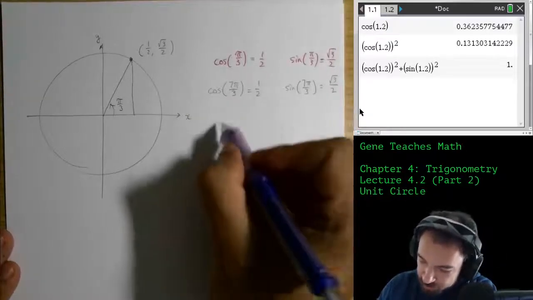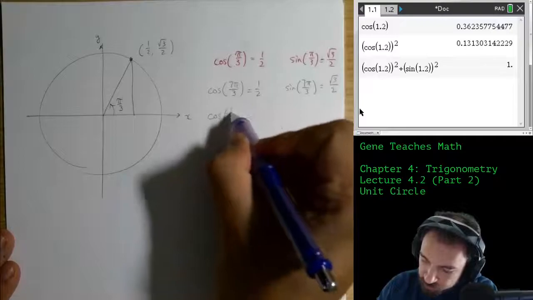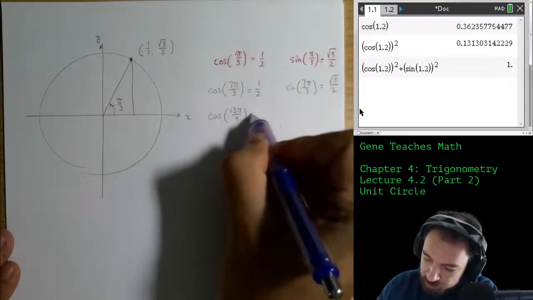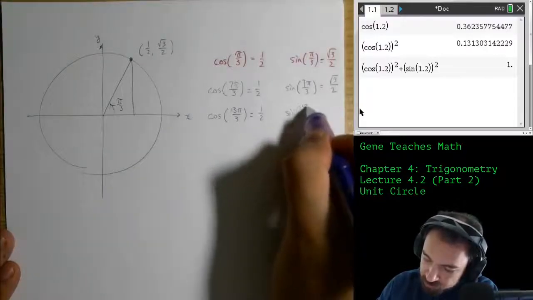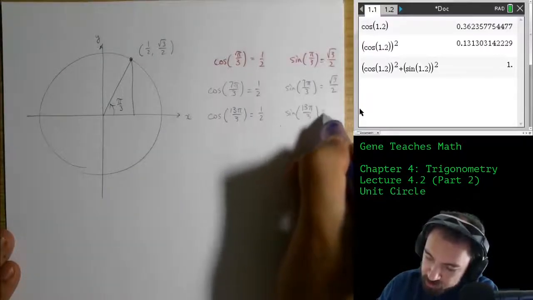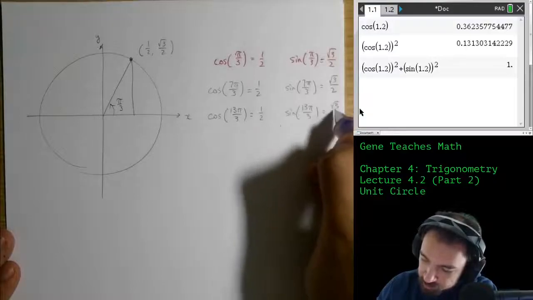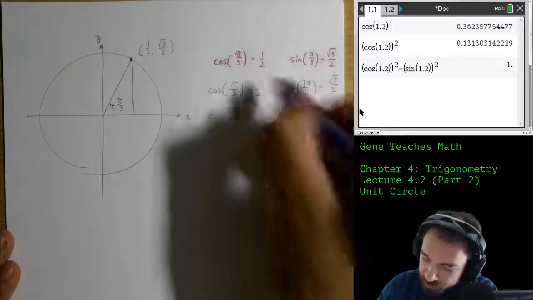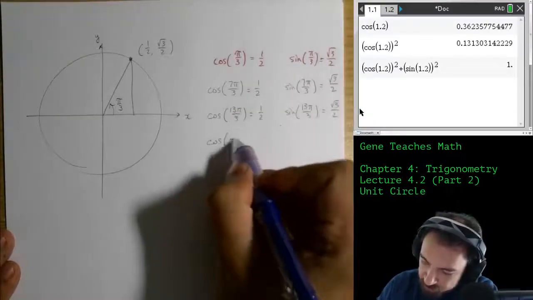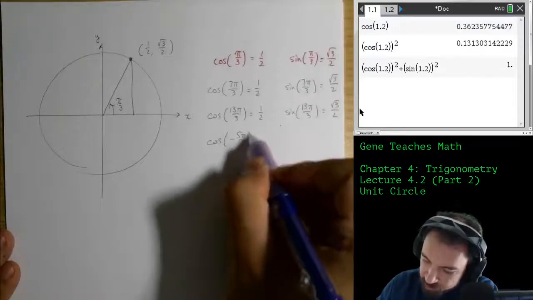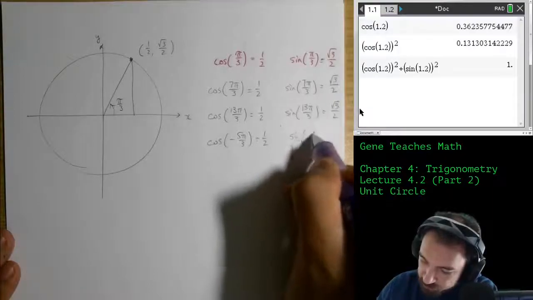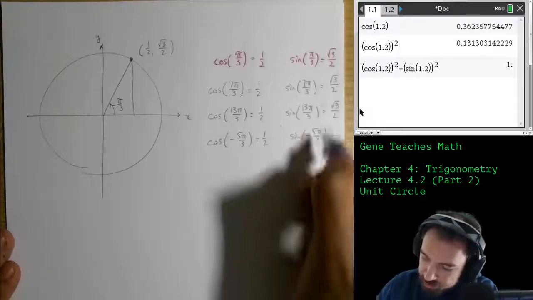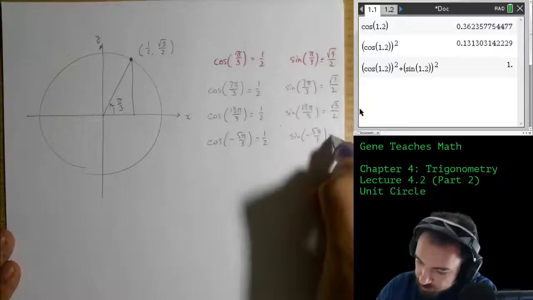I can add 2 pi again. I can say cosine of 13 pi over 3 is the same as cosine of pi over 3. Sine of 13 pi over 3 is the same as sine of pi over 3. And I can go backwards, subtract 2 pi, say cosine of negative 5 pi over 3 is the same as cosine of pi over 3. Sine of negative 5 pi over 3 is the same as sine of pi over 3.